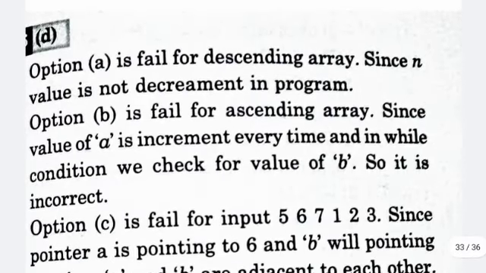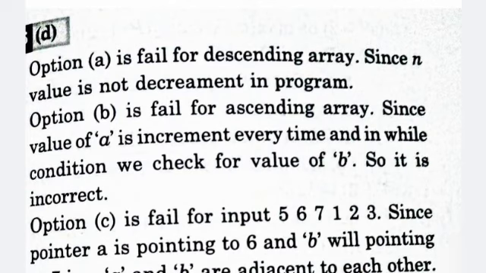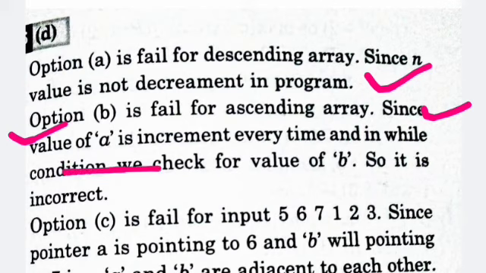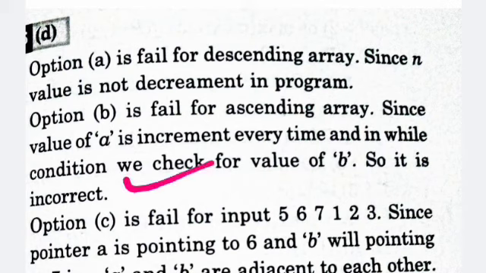So here option A fails, because here the array is in descending order. Now n is the value of the decrement in the program. Now come to option B, it is also false, because the value of a is incremented every time, and in the while condition we check the value of b, so it is incorrect. Now come to option C.